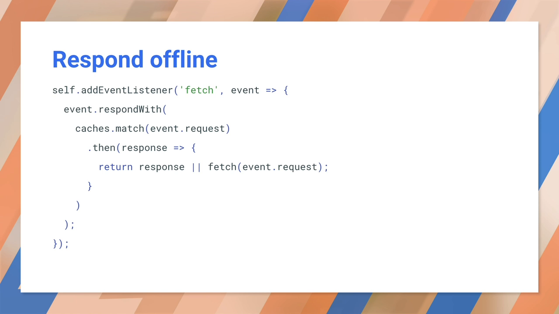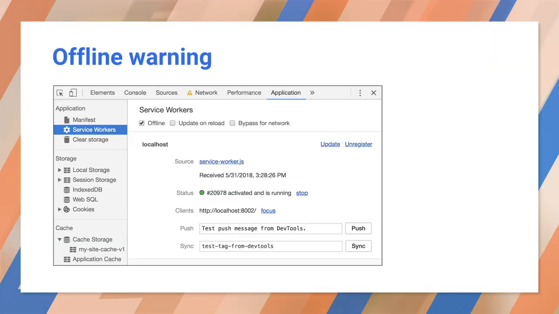Let's reload the browser and make sure there are no errors. We should confirm there's only one service worker running and it's active. So far, so good. But remember, we're still online. There are several ways to take the site offline, including killing the server. But the easiest way is this offline checkbox.